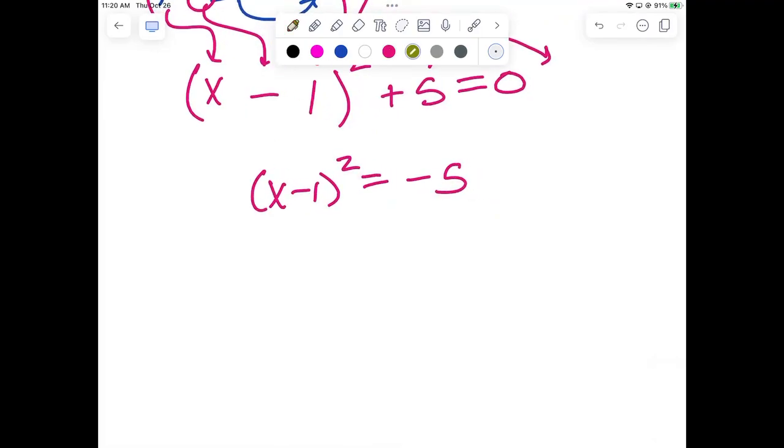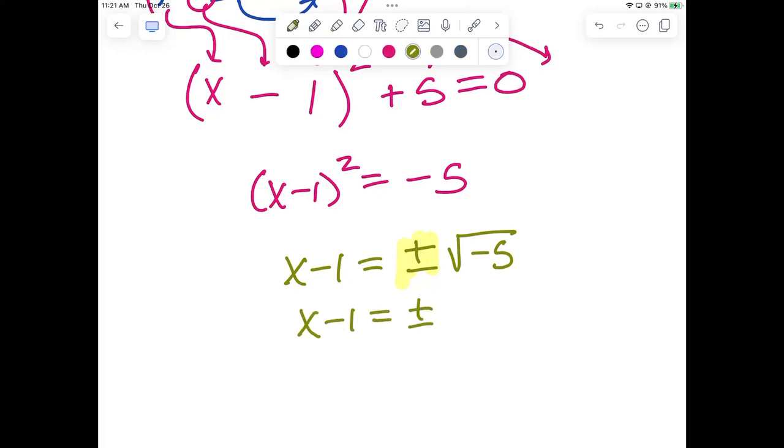Now, how do I unsquare something? Square root it. So I get x minus 1 on this side, and on this side I get plus or minus the square root of whatever number's over there. I took the square root, so I have to bring the plus or minus in. Now, before I do anything else, I notice I have a negative under the radical. Yucky, gross. So I'm going to bring the negative from under the radical out on the back and call it an i.